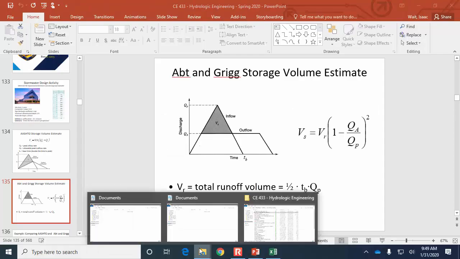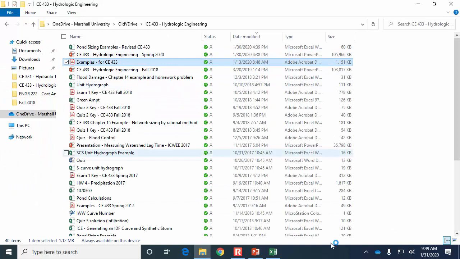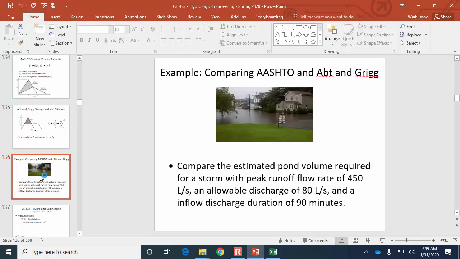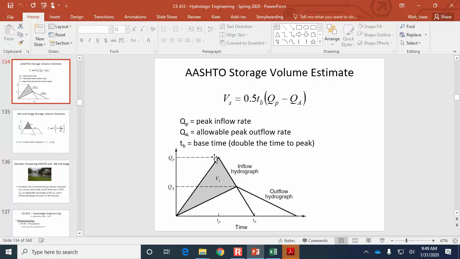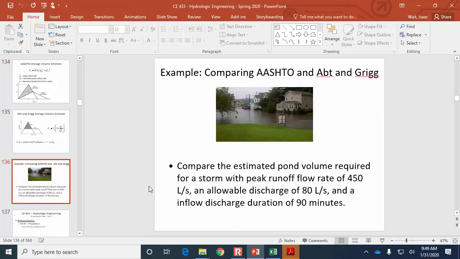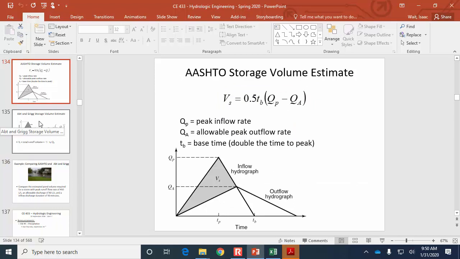And just as an illustration of how these two methods compare, let me show you an example where we wanted to compare the AASHTO method and the Aptin Grigg method, and we knew the flow rate that is going to come into the pond off of the development, 450 liters per second, and we can only discharge 80 liters per second. So the peak coming into the pond and the flow rate allowed out of the pond are both defined. And then also there's an inflow discharge duration of 90 minutes. That duration defines how long the storm event is going to occur, the time to peak.